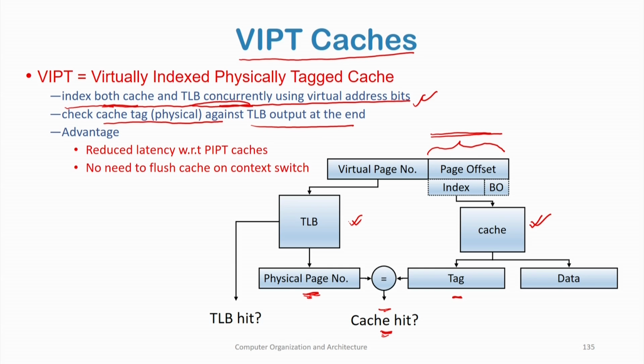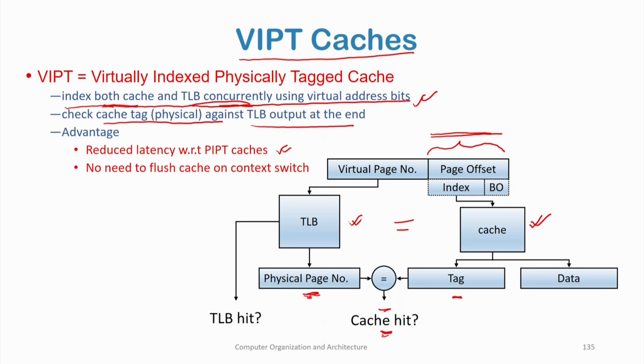The advantage is that I have reduced latency with respect to physically indexed, physically tagged caches, because I do not generate the whole page number and then, subsequent to generating the entire page address, access the cache. I do not do that. I am doing this in parallel, and we do not need to flush the cache on a context switch.